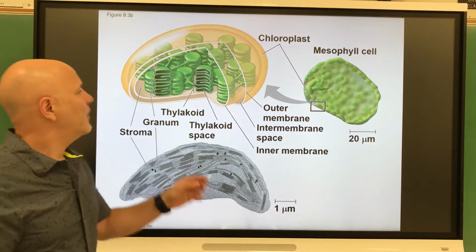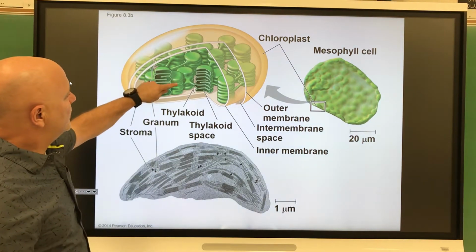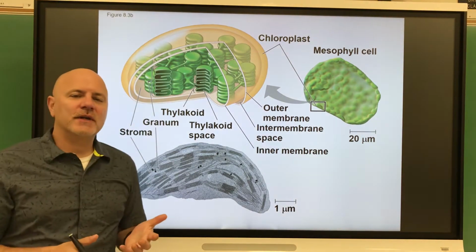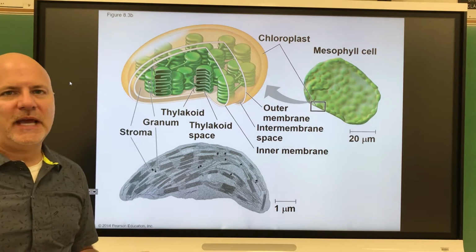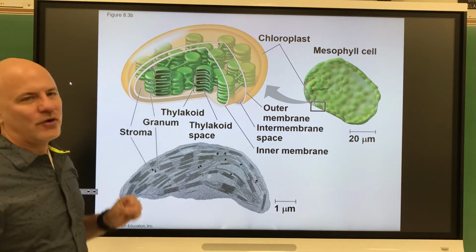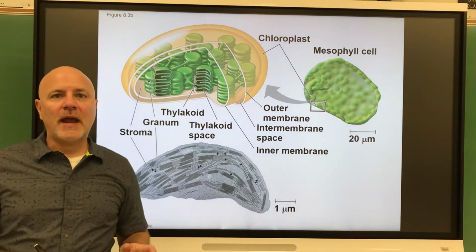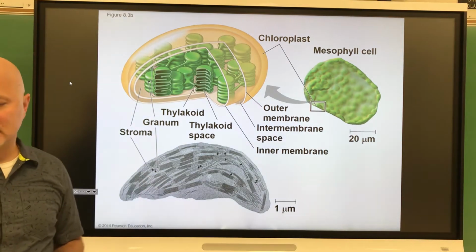Okay, so to pick this up here, each of these little structures is a thylakoid. Thylakoids are structures that absorb light energy. A stack of thylakoids is called a granum. Grana is plural, granum is singular.